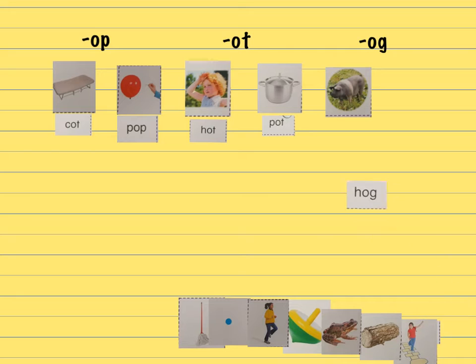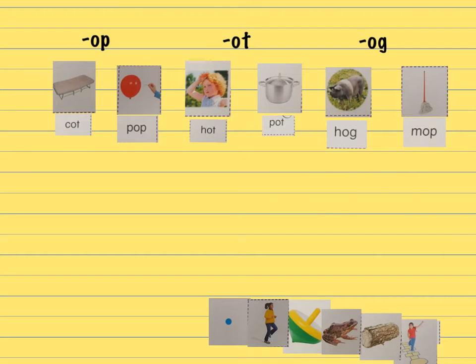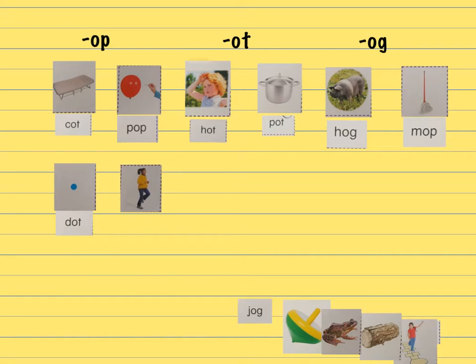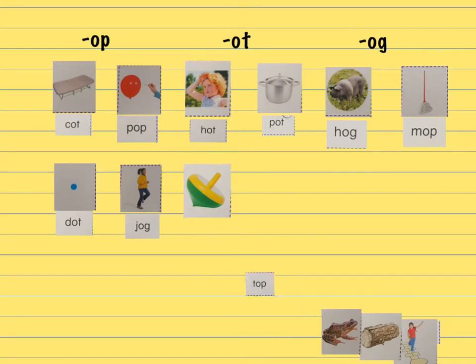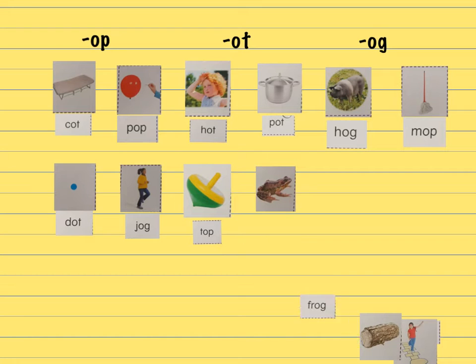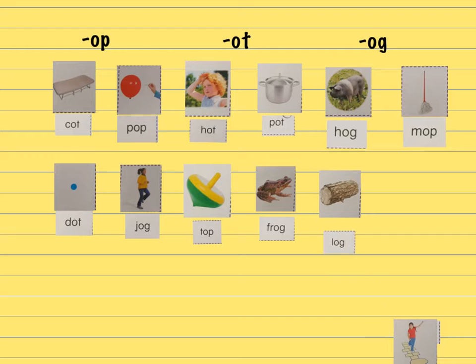Here's a picture of a hog. Next is a picture of a mop. Then we have a dot. This little girl is going for a jog. This is a toy top. Then we have frog, log, and last is a little girl who is going to hop.